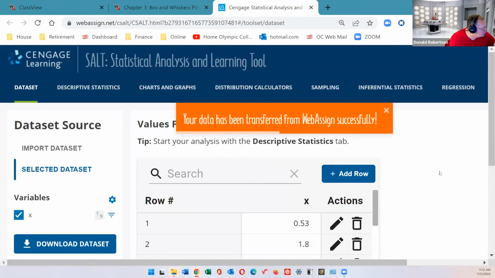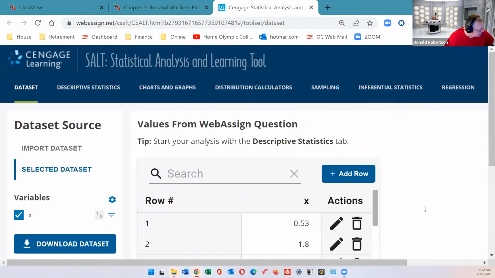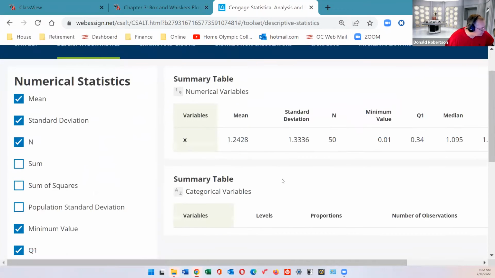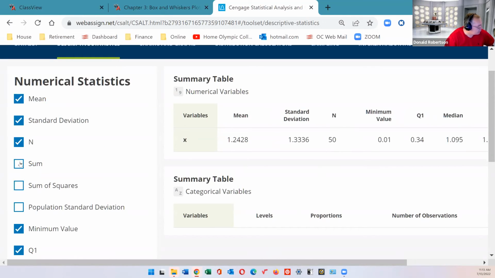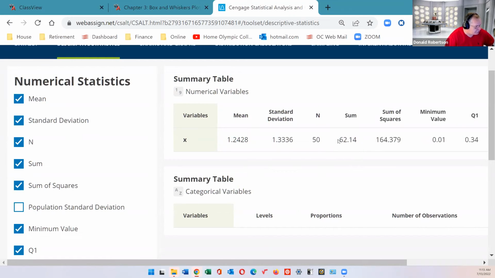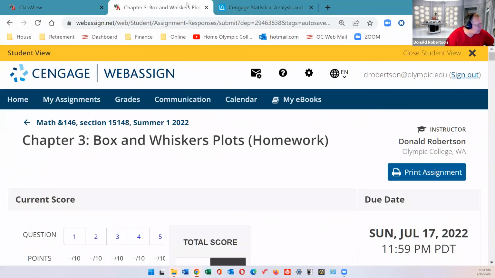Here's our data. Let it do its thing. And we go to descriptive statistics, and there are the usual numbers that you get, all the values you're expecting. But they asked us for a sigma. That's the Greek letter sigma. They asked you for the sum and the sum of the squares. When I hit sum, do you see it appears here? And when I hit sum of squares, that appears. So this one called the sum is the number you would get if you added up all the data.